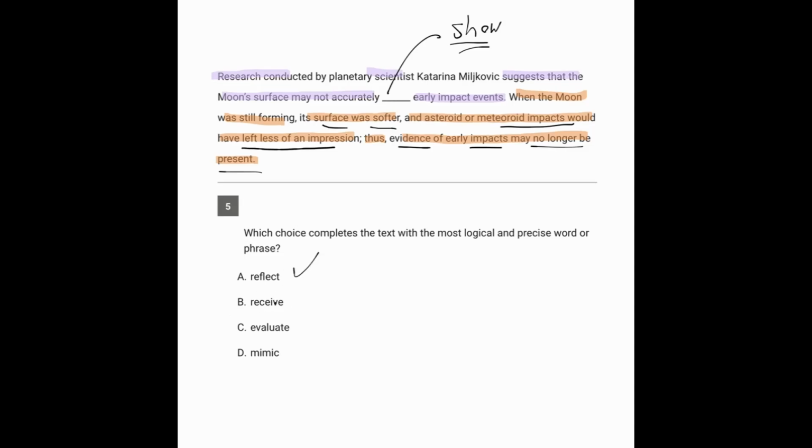B, receive is totally different than to show or reflect. Evaluate is a whole different thing. If you're evaluating something, you're kind of judging it, which is different than showing evidence of something. And mimicking is to imitate. So maybe we might consider that a good second answer or a good wrong answer, if you will. But here, this is not saying to kind of show evidence that something happened, which is what we're looking for. So the answer for 5 is A.